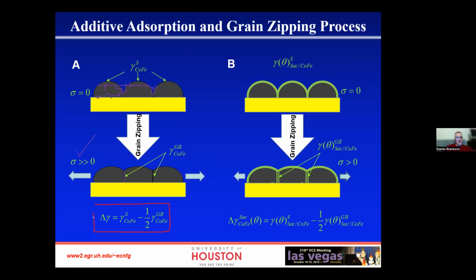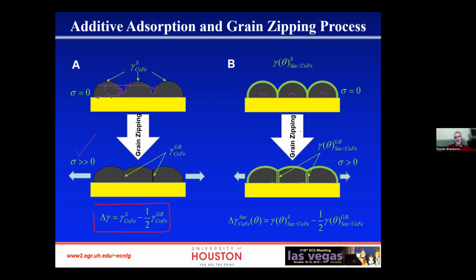And again, just to recapitulate what I have discussed, the driving force for this process is given here, which we already picked up from existing models in the literature. Now, a very different situation occurs when we have additives in the solution. Why is that? Well, as we deposit tiny nuclei on the surface, these nuclei grow in all directions.